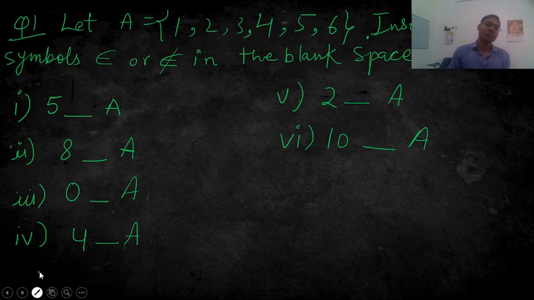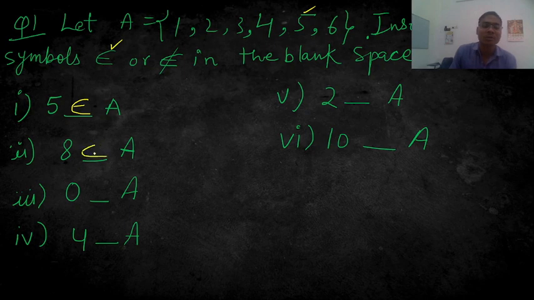So what would be your answer in this case? You go to set A and find 5 in this whole set. You just find 5 here, so you would put a belongs to sign. You go to the set and look for the element 8, and you do not find 8 here. In this whole set 1 2 3 4 5 6 is written, so 8 is not present in this.